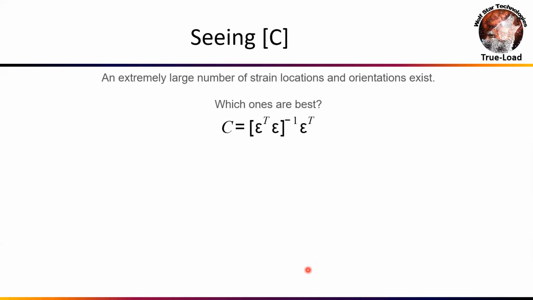We've got millions of places to lay strain gauges. So how do we know where the right place to lay the strain gauges are? If we look at our equation for the correlation matrix, you can see we've got this inverse in here. And inverses can be very poorly behaved, and that's not what we want. We want the best behaved inverse.